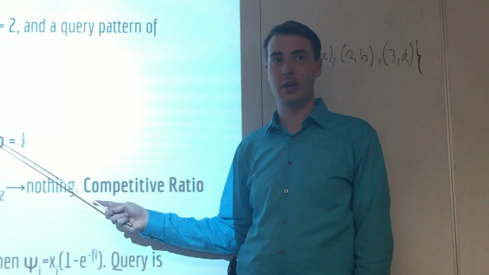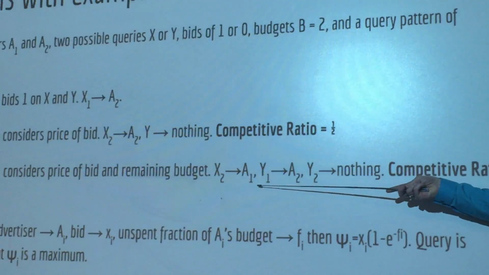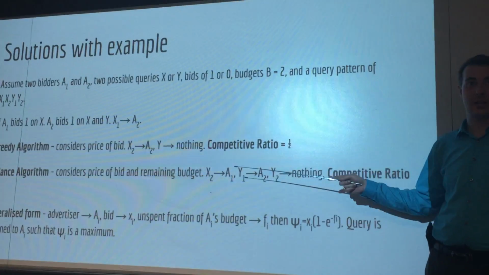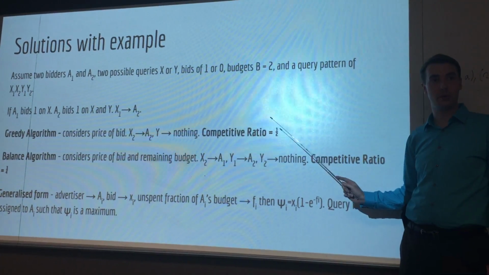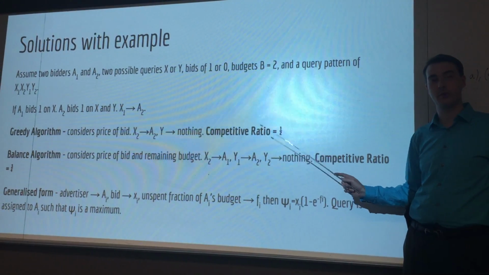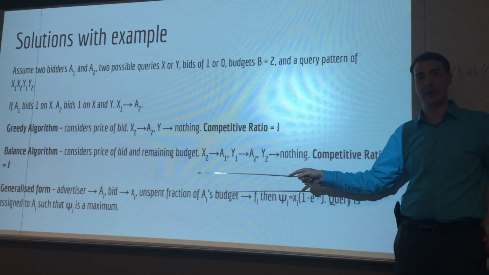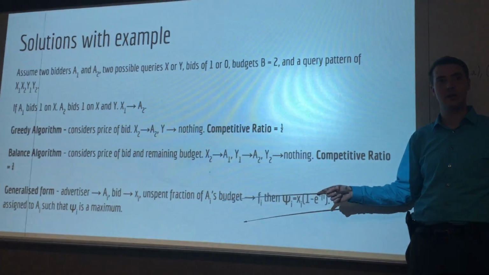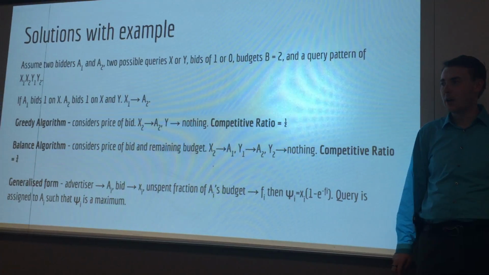the second iteration of X is checked through the balanced algorithm. It shows that the budget for company A is now much less than the budget for company B. So therefore it tries to award it to company B, and since company B also bid on X, the second X is awarded to company B, and now the first Y can be awarded to company A, which finishes off A's budget. And you only have a singular Y search that doesn't have any clients.